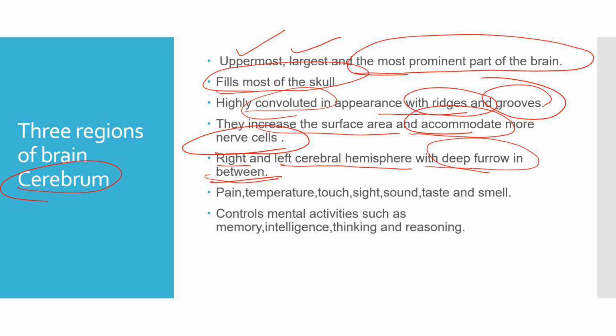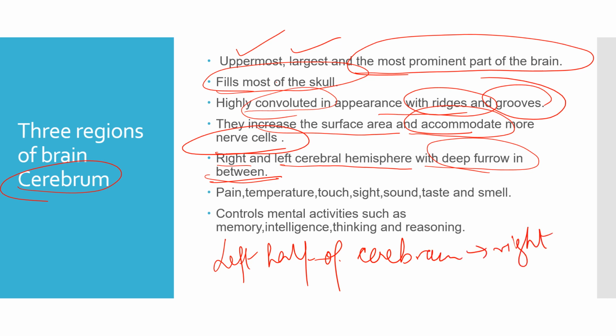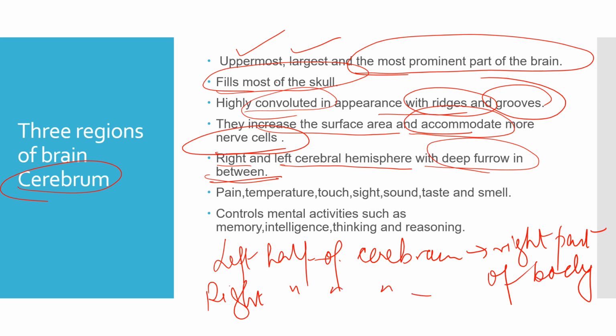Another mention should be made here: the left half of the cerebrum controls the right half of the body. So the right part of the body is controlled by the left half of the cerebrum, whereas the right half of the cerebrum controls the left part of the body. This is how the cerebrum works.